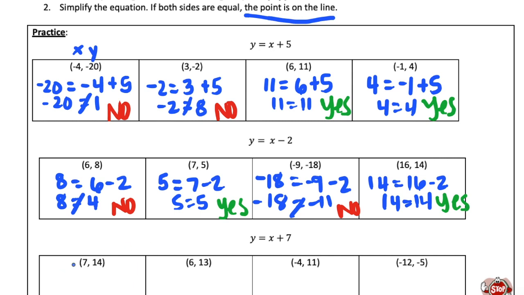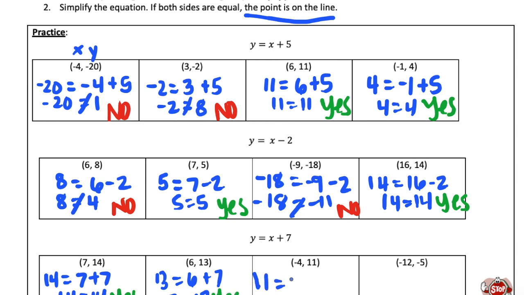In our last problem, our rule is y equals x plus 7. So if I plug in 14 for my y, 7 for x plus 7, 14 equals 14. So yes, that is on our line. We have 13 equals 6 plus 7. And yes, 13 does equal 13. So we have another point on the line.